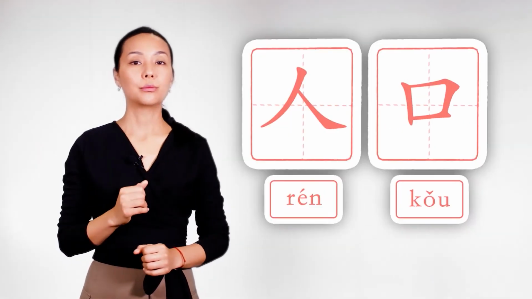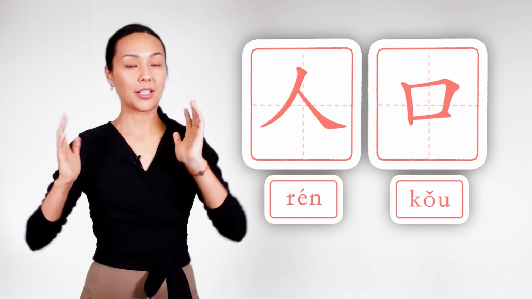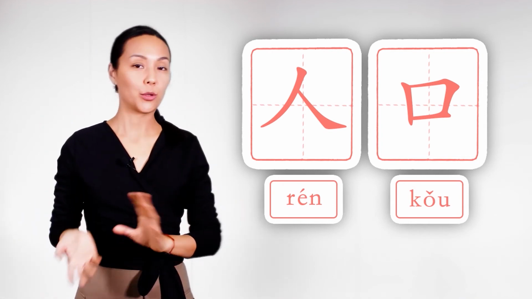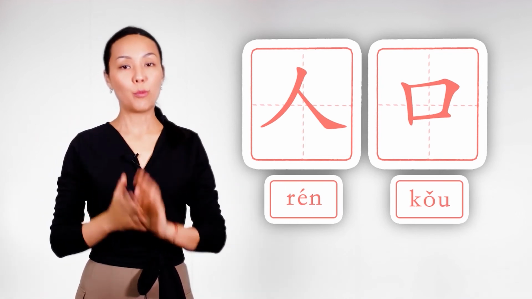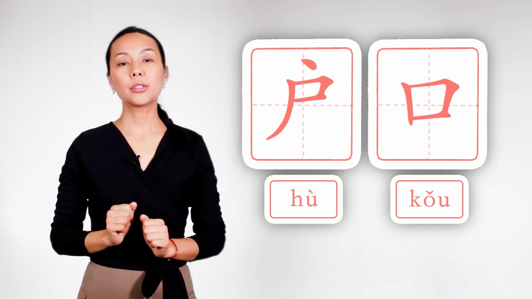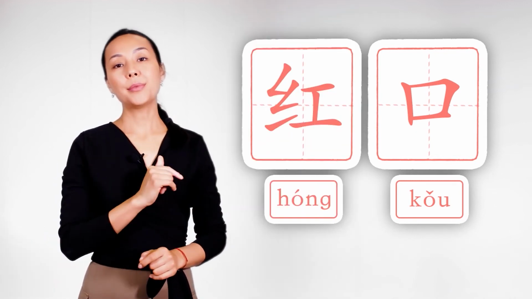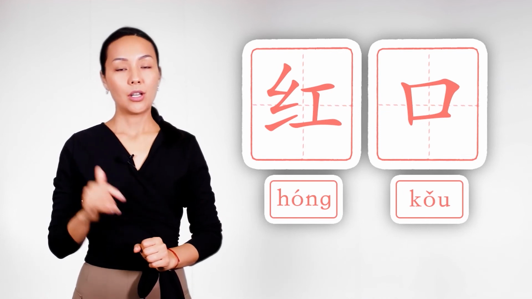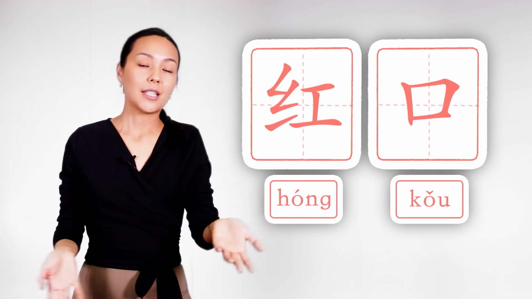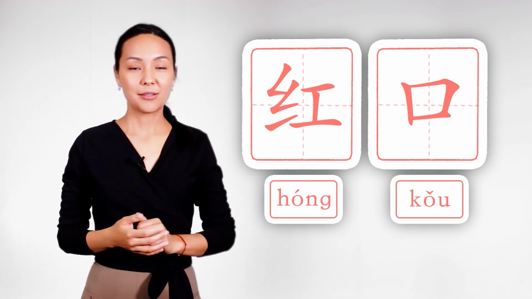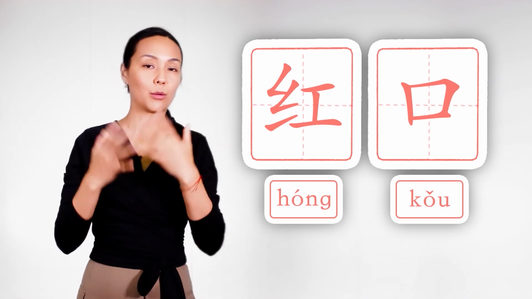And let's look at examples when we use it as a separate word. The first example is the word population, 人口. And of course, why? Because a population has mouths, which we need to feed and count. The next example is the word residence permit, 户口. 户 means household and 口 mouth. And the last example is the word lipstick, 红口. 红 means red, 口 mouth. You can easily guess that in the past they used only red lipsticks. And obviously we use lipsticks only for our mouth.